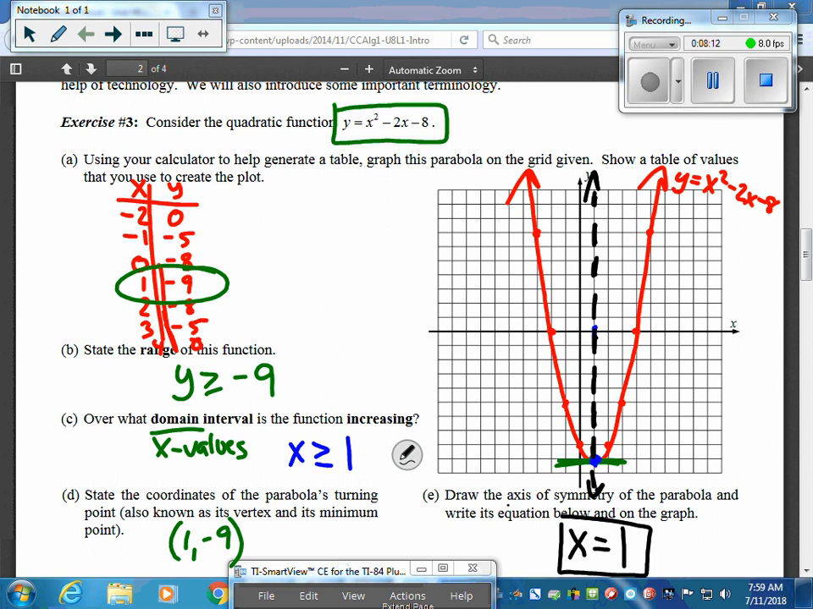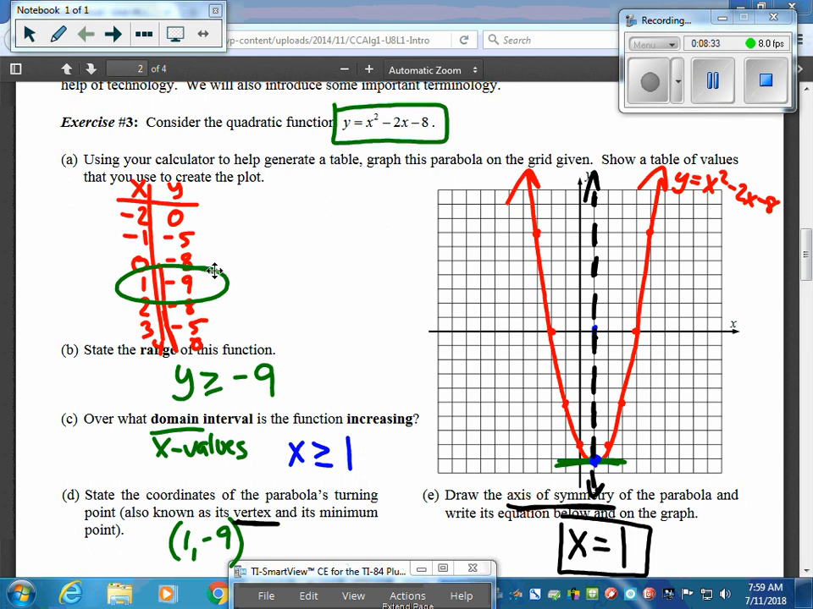Now, very often they have you distinguish between these two, the axis of symmetry and the vertex. The vertex is where the axis of symmetry crosses the graph. And that x value of 1 is part of that vertex.